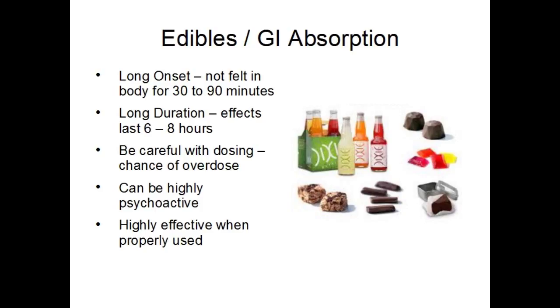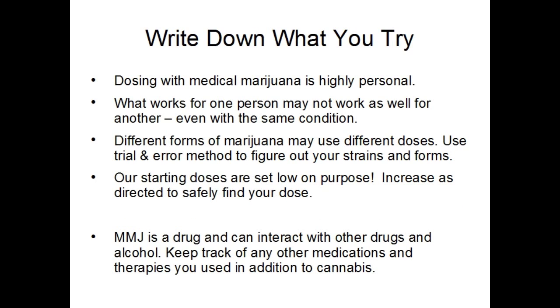So, how to figure out your dose? Well, write down what you try. The trial and error method is necessary when dosing with medical marijuana. Each form of marijuana may use a different dose than another form, and the doses are highly personal. What works for one person may not work for another, even with the same condition.